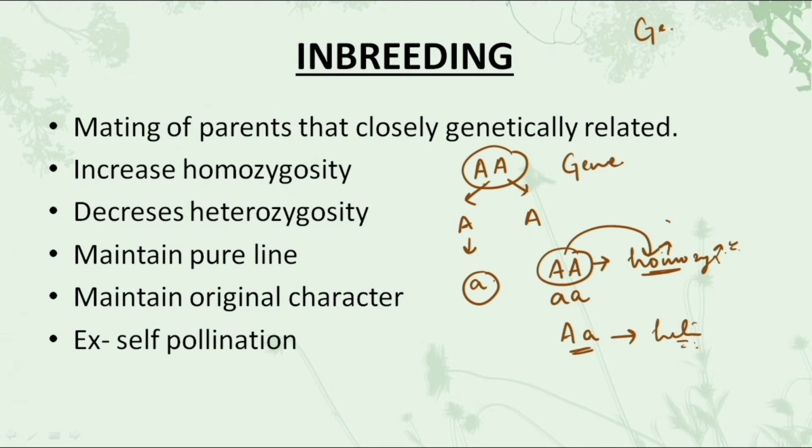So how does inbreeding help to increase the homozygosity? Let's try to understand it now. As we have discussed, capital A capital A or small a small a is what is called homozygous. Capital A small a leads to the heterozygous condition. So how does inbreeding help in increasing the homozygosity?